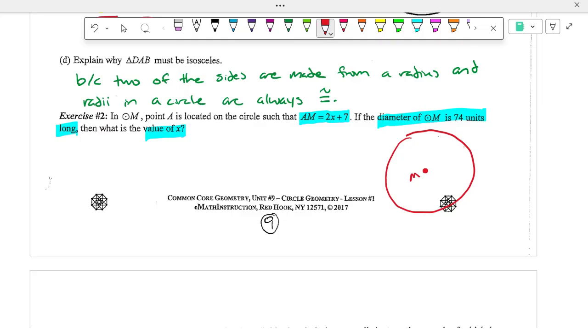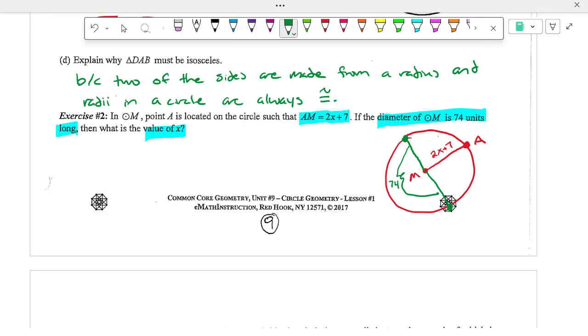Now, it says that point A is located on the circle such that the segment AM is equal to 2x plus 7. They then say that the diameter, so let's say the diameter was right here, and we don't know what the letters of it are, we just know it's the diameter, is equal to 74 units. So this diameter is 74 units long. And they want us to know what the value of x is. So let's think about this carefully. What would AM be considered? What type of segment?